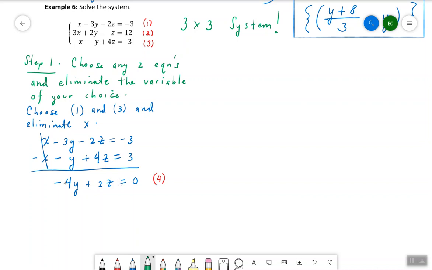If we wanted to, we could go ahead and cancel a common factor of 2 in this equation, but that's not going to help much. So let's just leave it the way it is for now, and then we'll do something else with it in a few minutes. Okay, step 2. Step 2 says choose a different pair of equations and eliminate the same variable.